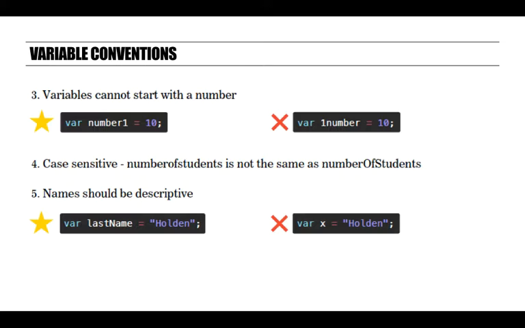Yeah, and like I said earlier, you don't want to just keep it vague and just say var x if you can make it a little more clear. So if I'm storing a last name, I want to say my variable is lastName.